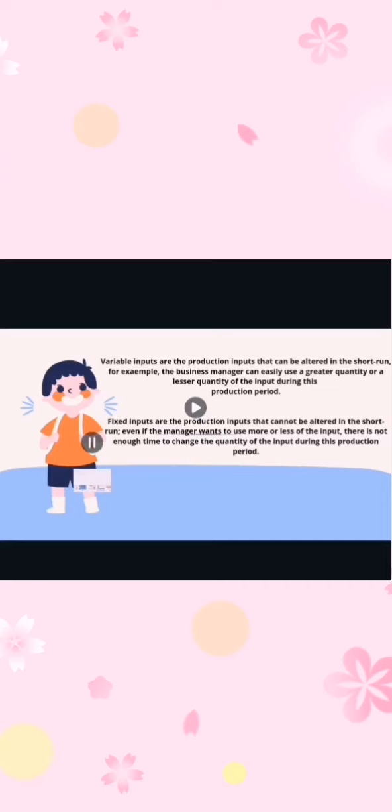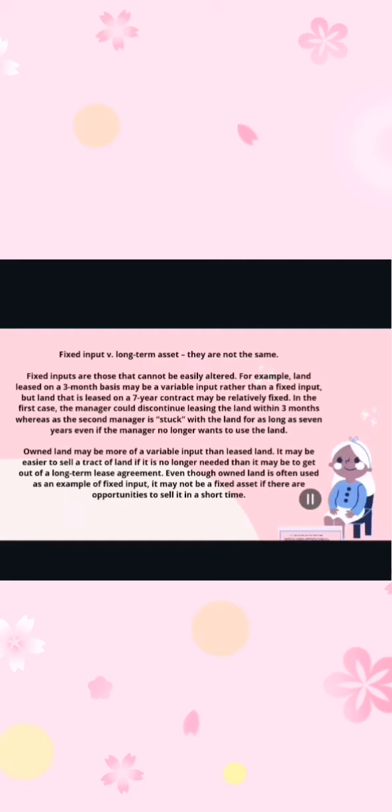Variable inputs are the production inputs that can be altered in the short run. For example, the business manager can easily use a greater quantity or a lesser quantity of the input during this production period. Fixed inputs are the production inputs that cannot be altered in the short run, even if the manager wants to use more or less of the input. There is not enough time to change the quantity of the input during this production period.